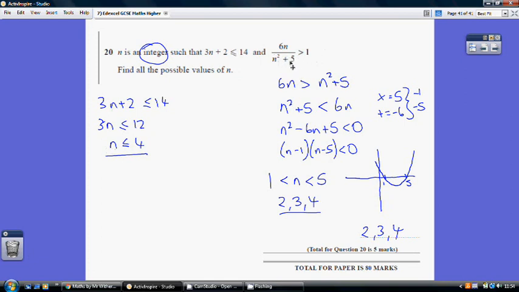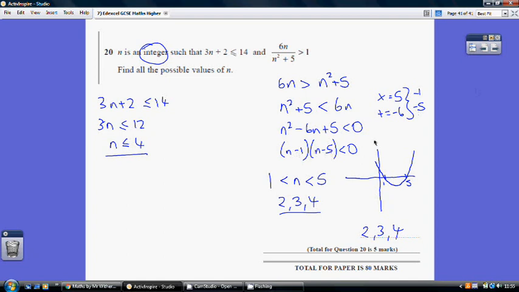So start off by multiplying through by n squared plus 5, so 6n is greater than n squared plus 5. Now I think it's easier to see it the other way around, so I've just rewritten it, effectively looking at it from right to left. So n squared plus 5 is less than 6n. So I've then taken away 6n from both sides to give me this quadratic inequality. Now I can factorize this. I need what magic numbers multiply to make 5, but add to equal minus 6, and that's minus 1 and minus 5. So this factorised is n minus 1, n minus 5.